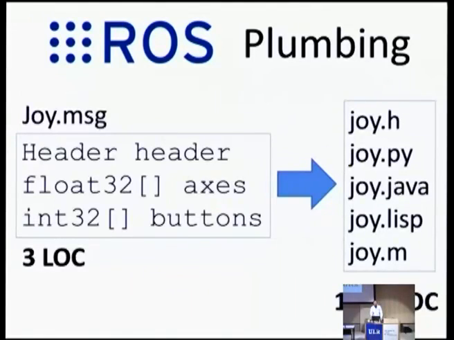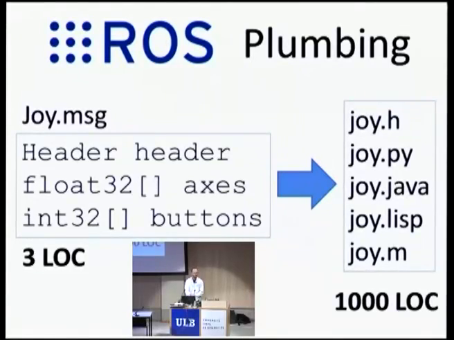So for the actual messages that are flowing, we have our own interface description language. We tried to keep it simple. The left side there shows the actual code of the ROS joystick message. So if you have a joystick and you want to control a robot, this is kind of what flows across the network. There's just a header, which is basically a timestamp. And then there's a vector of joystick axes and a vector of buttons. So that's just 3 lines of code. That's literally the total of the joystick message in ROS.